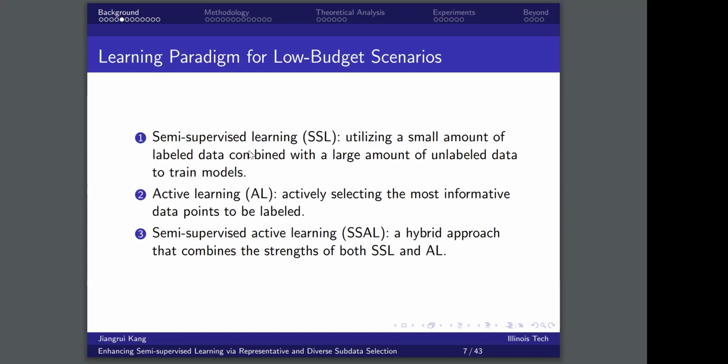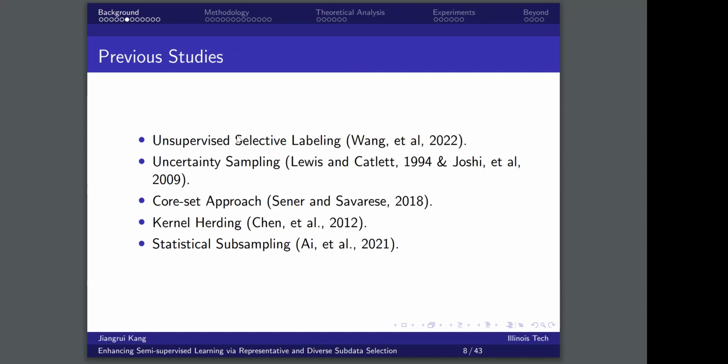And the third one is semi-supervised active learning. It's a hybrid approach that combines the strengths of both semi-supervised learning and active learning. The previous studies focusing on how to select data for labeling to enhance the performance of the trained model include unsupervised selective labeling, uncertainty sampling, the core set approach, kernel herding, and statistical subsampling. Kernel herding and the core set approach are the two methods that inspire my study here.